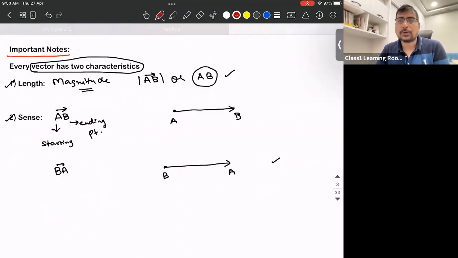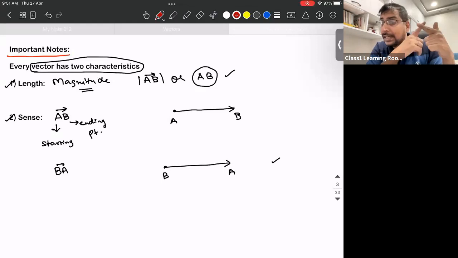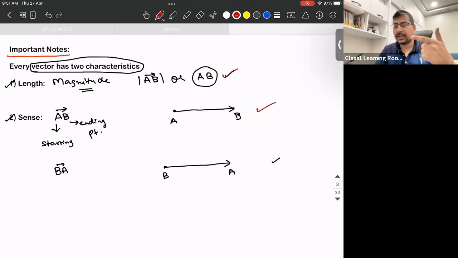So this is another important point which I want you to make a note of. This I've already explained, but I'm just revising it again. Whenever you speak about a vector, it has two important characteristics. What are they? One is magnitude and the second is direction, right? So it has to be directed and it needs to have a length associated with it. So that's what this point is.